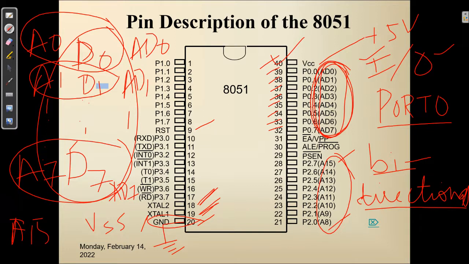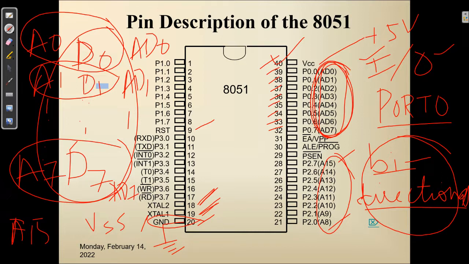Okay, so always your address bus will be used as an output port, but your data bus can be used as an input as well as output. That is why it is called bidirectional. Port 0 is called bidirectional.